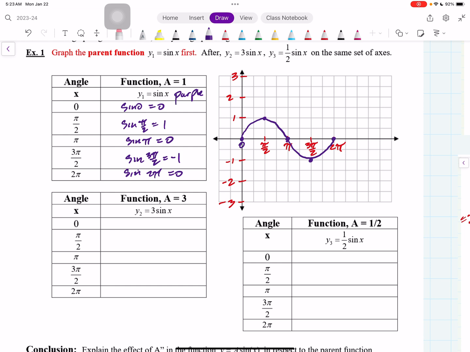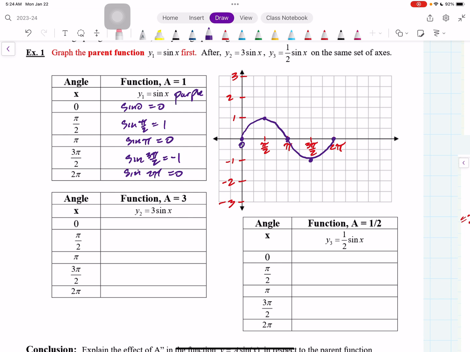When you graph a function, you have to be able to evaluate at many points. Now, to see what A does to the function, how does it transform the parent function sine of x? Well, we're going to do it by points. We're going to substitute them in, see what we get, graph it, and then analyze. We need to analyze.